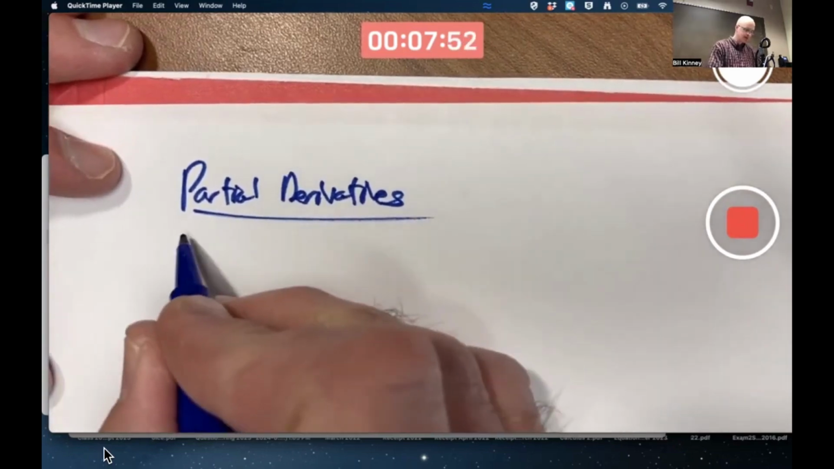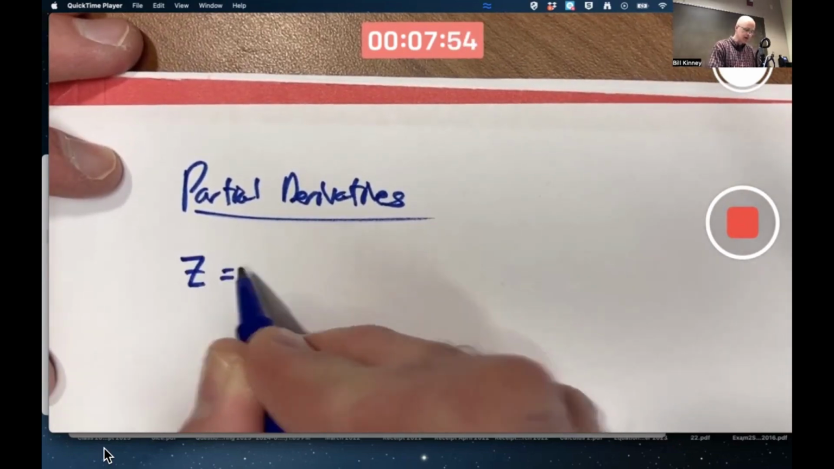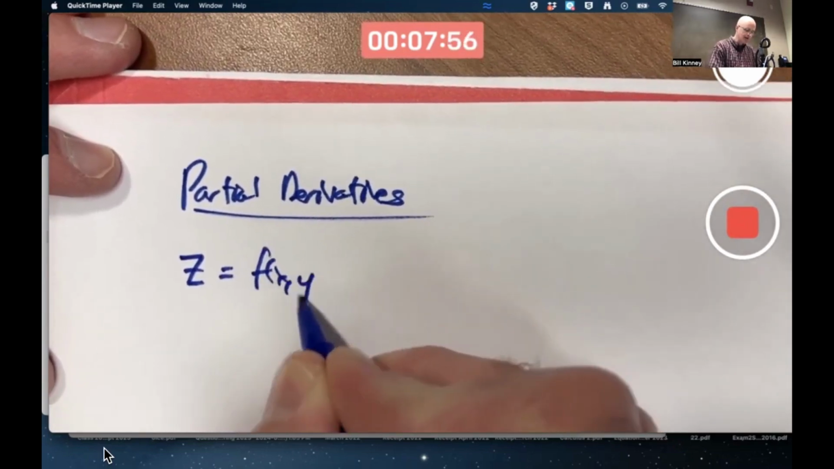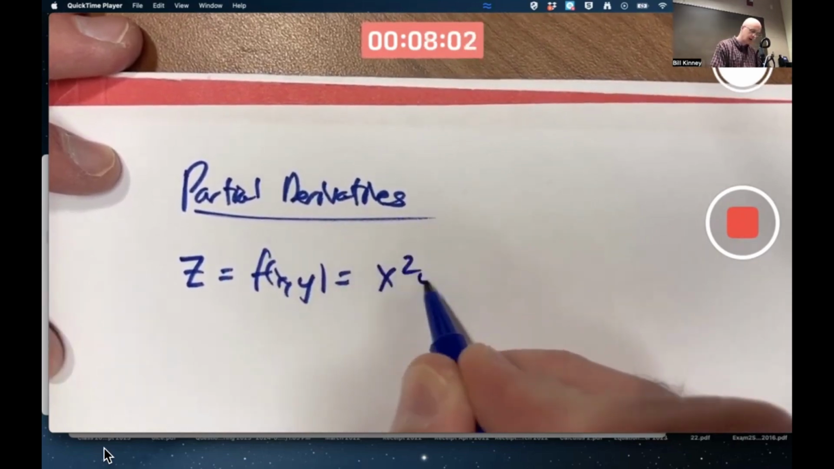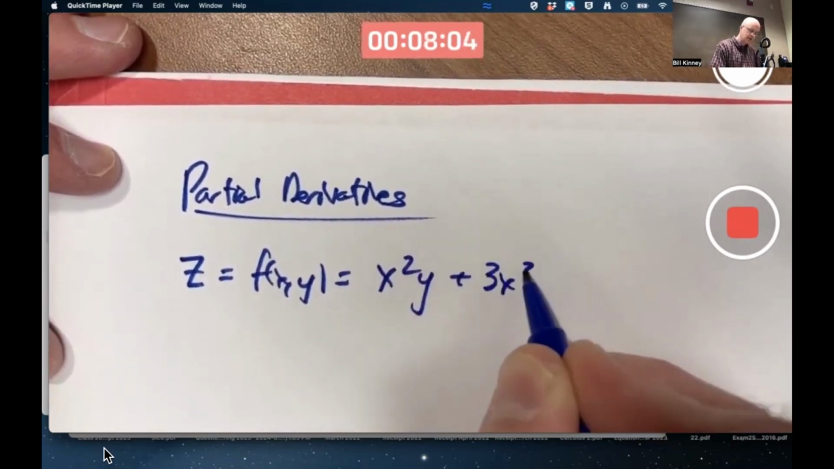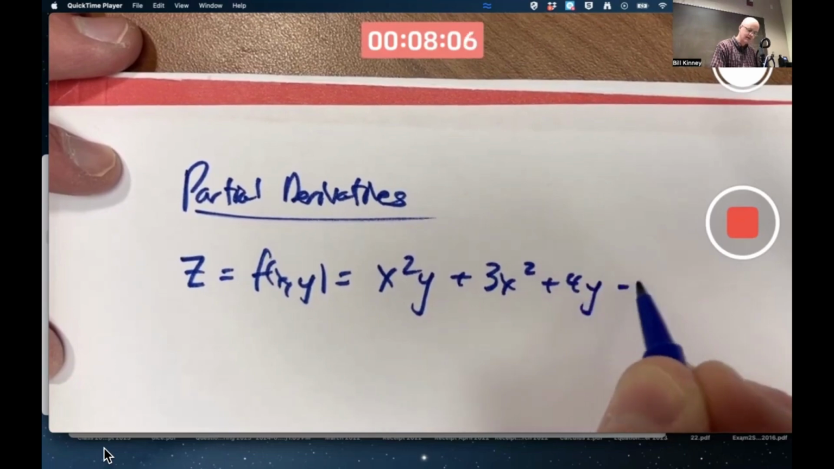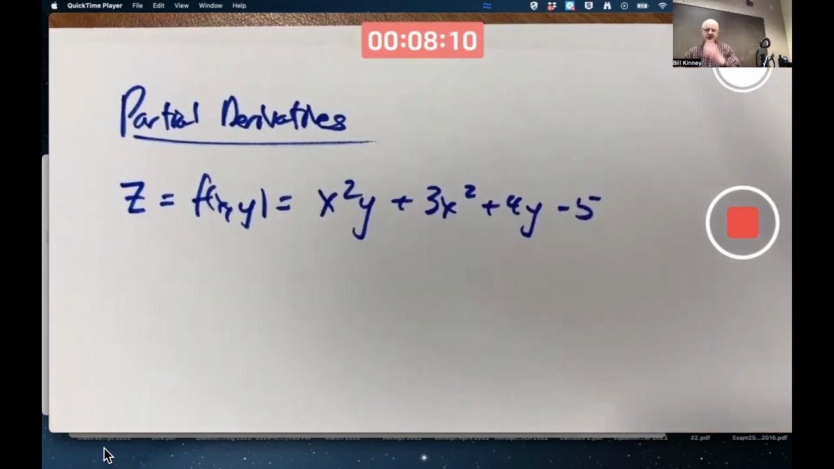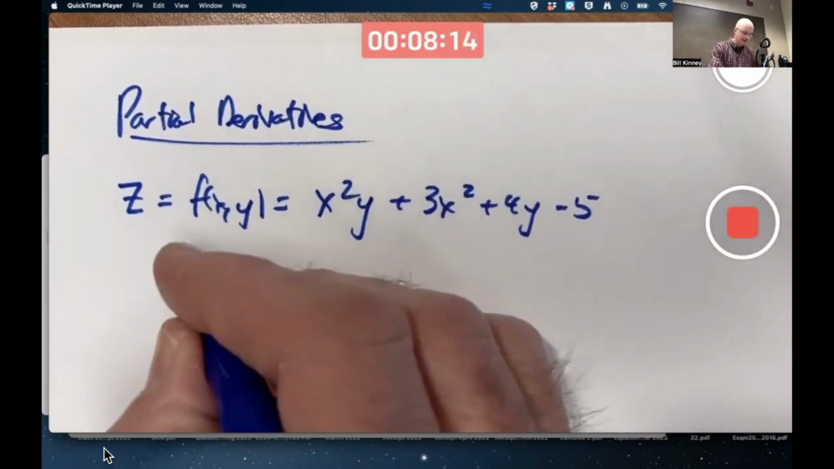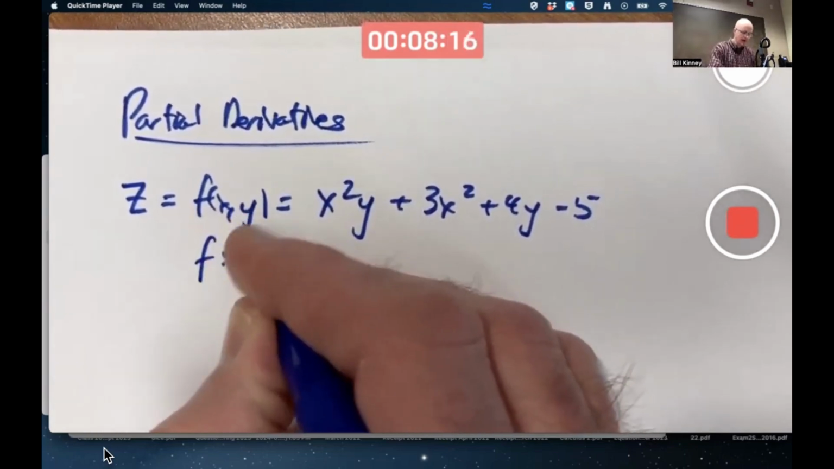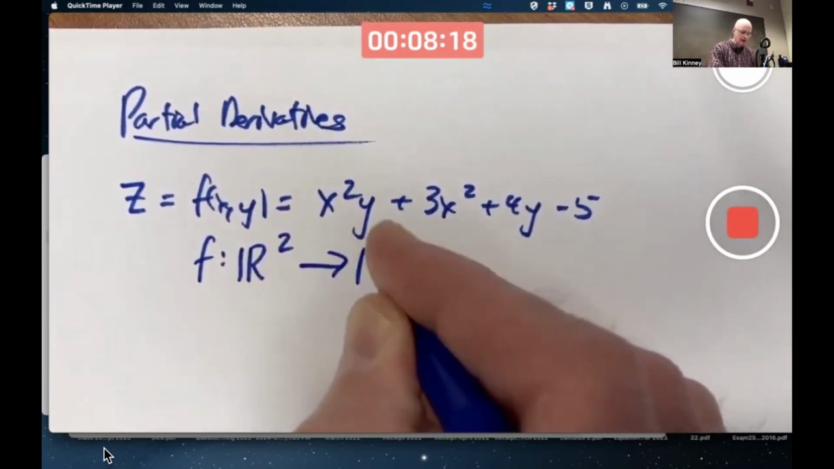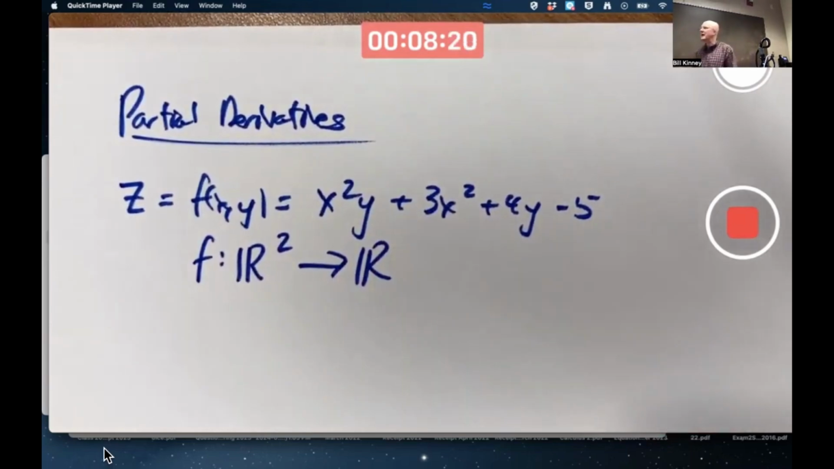Say we've got a function of two variables, z equals f of x, y, equals x squared y plus 3x squared plus 4y minus 5. That's our function of two variables whose domain is the entire plane and whose codomain is the real numbers.